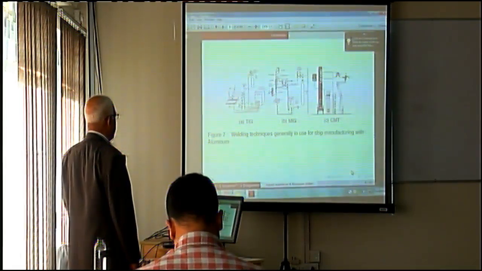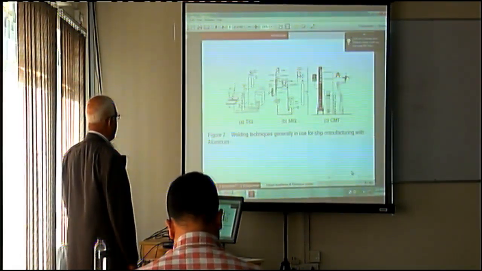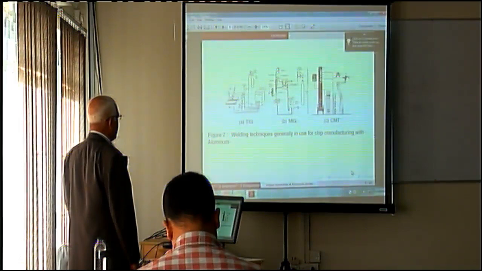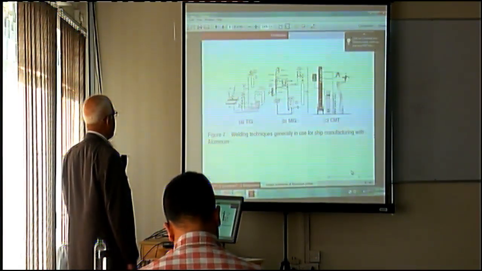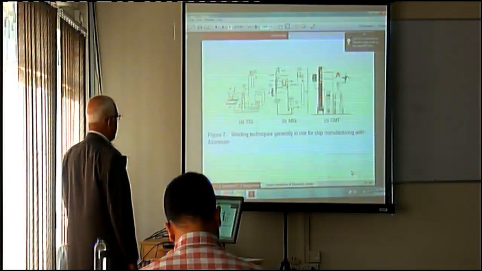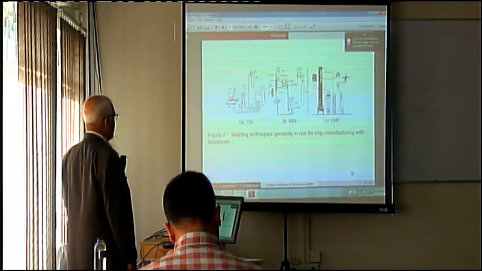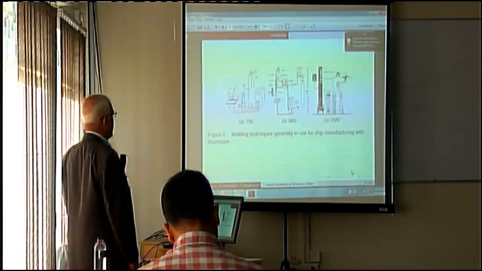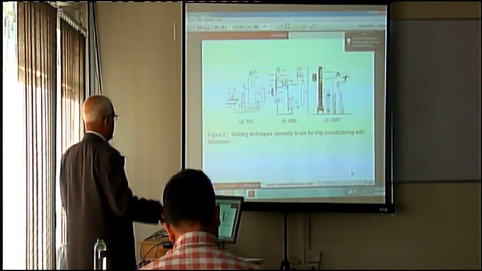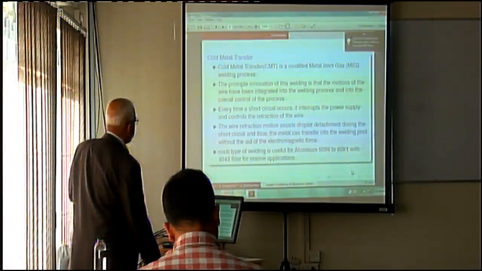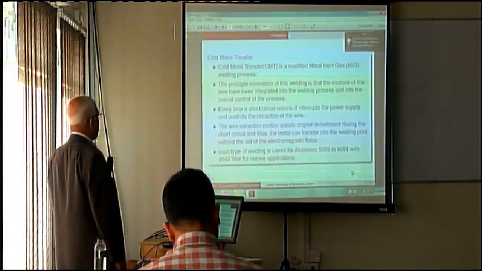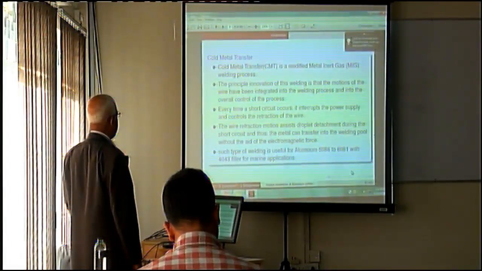Here we can see tungsten inert gas welding, metal inert gas welding, and cold metal transfer. This is one of the methods which optimizes the temperature or heat requirement, and it is similar to metal inert gas welding. Using that method we prepared one specimen, which is why I am showing this picture. CMT is a modified metal inert gas welding process.